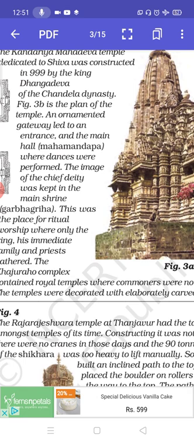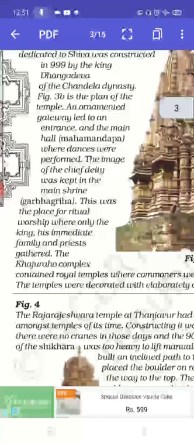An ornamented gateway led to an entrance and the main hall, that is Mahamandap, where dances were performed. The image of the chief deity was kept in the main shrine, that is Garbhagriha. This was the place for ritual worship where only the king, his immediate family, and priests gathered.